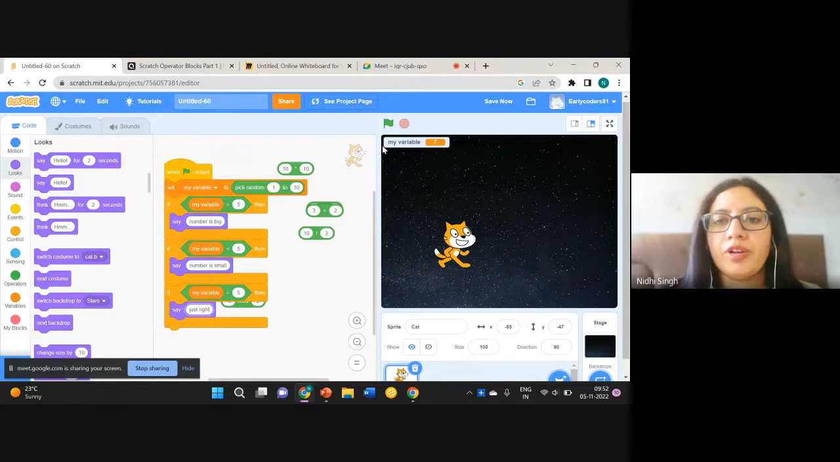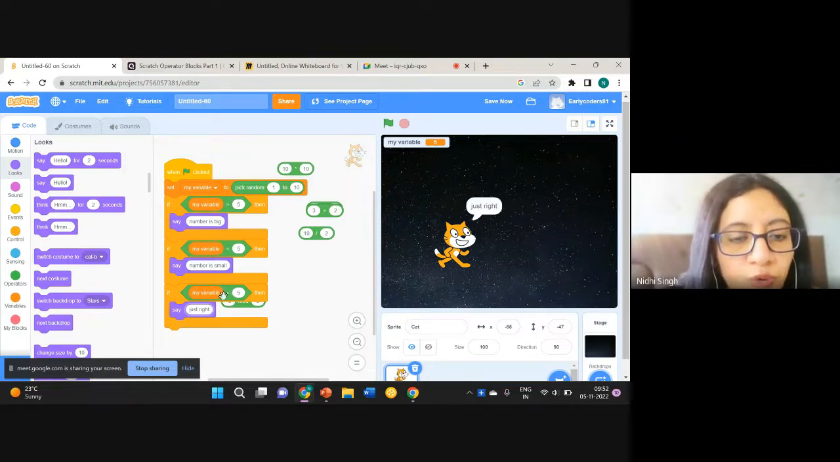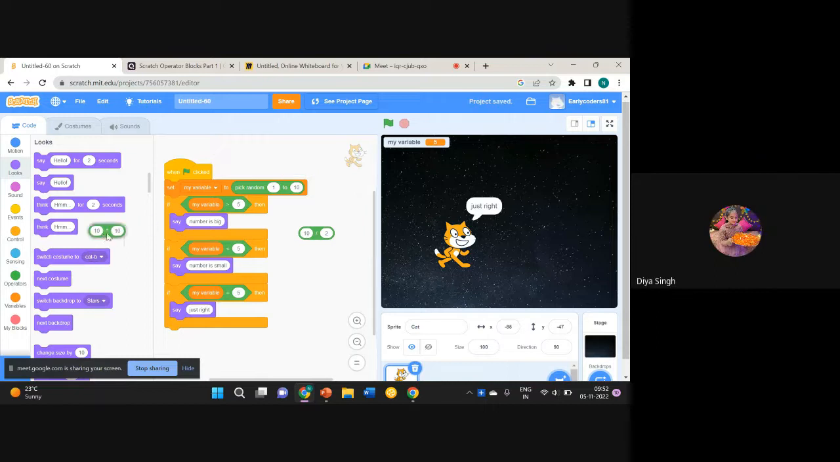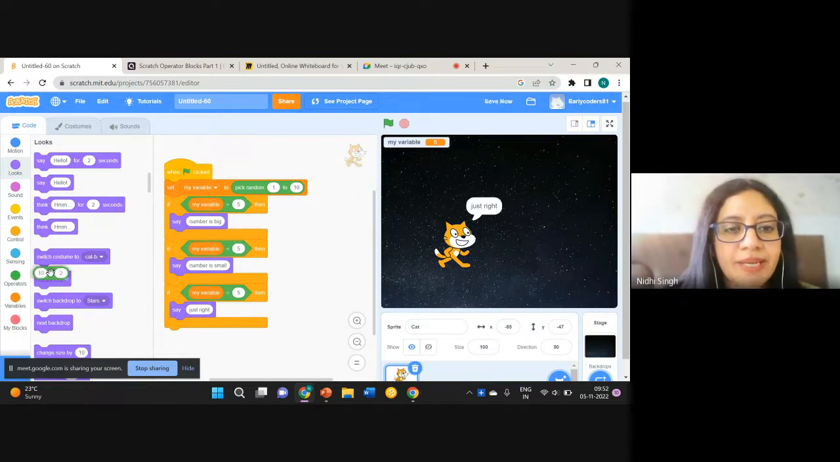Okay, so now let's check. So randomly 5 is generated. So my variable value is 5. So here what we are checking, see this block. If my variable is 5, 5 is equal to 5. Is this true? Is 5 equal to 5? Yes, ma'am. So what will get displayed?